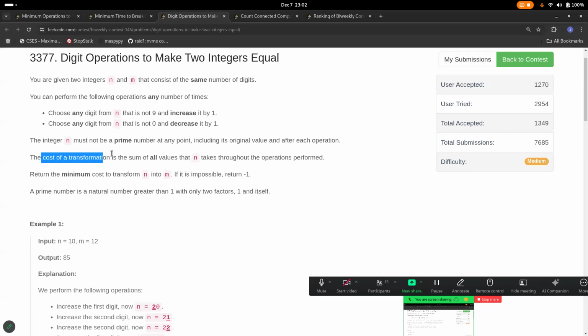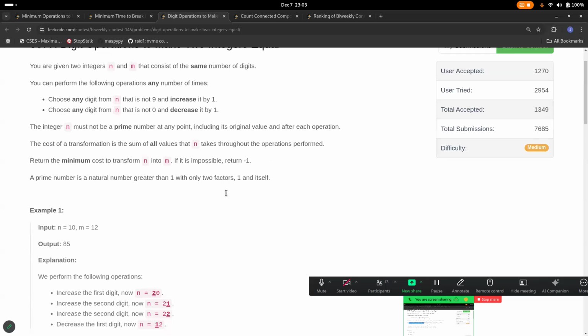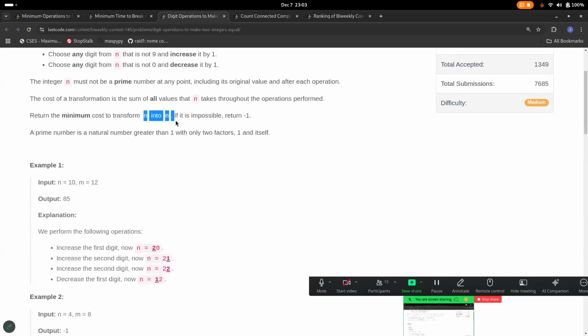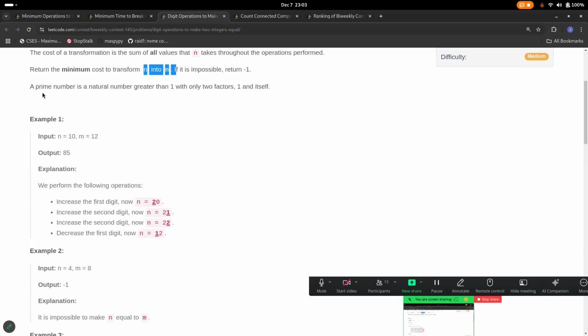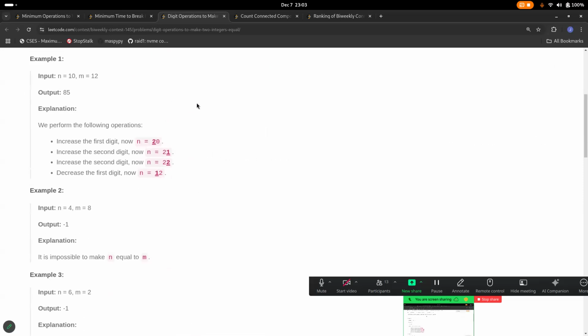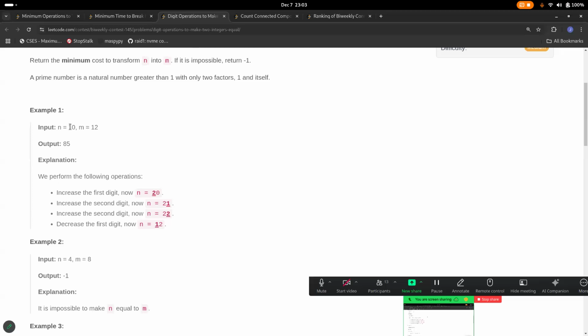And the cost of the total transformation of taking n to m is the sum of the values of all the numbers that you have encountered. And if you cannot convert n to m after any number of operations, then just return -1. So this is the definition of prime that they have given. And yeah, let's consider the test case.